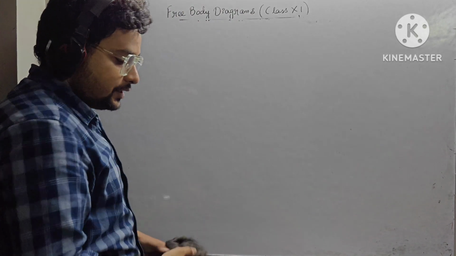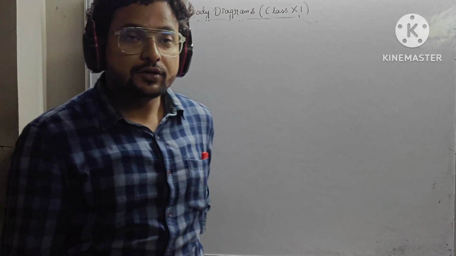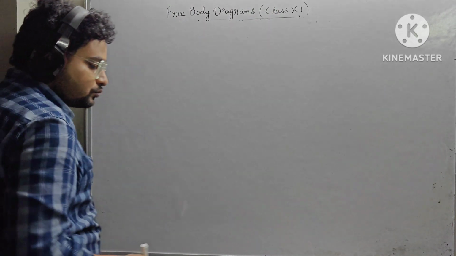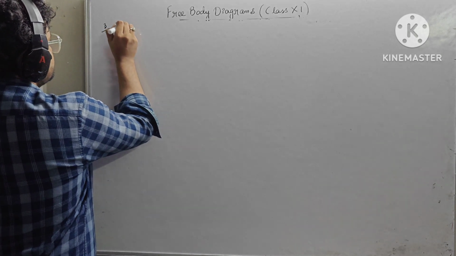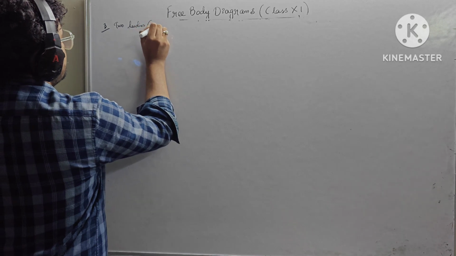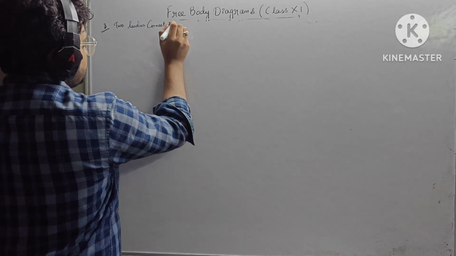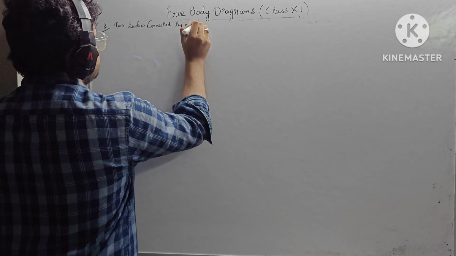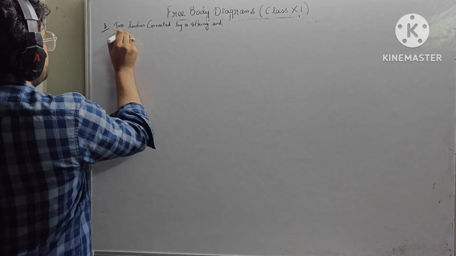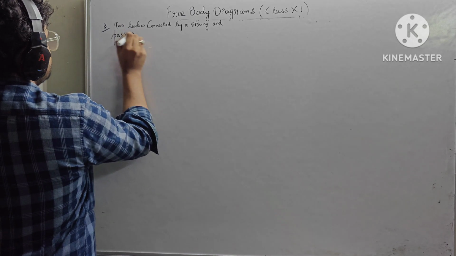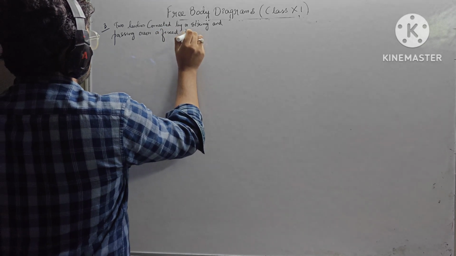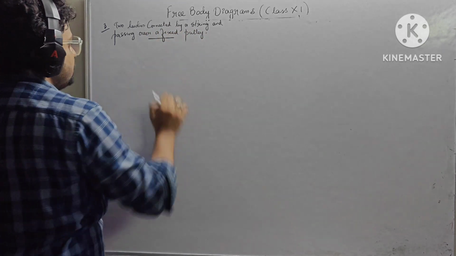Number 3. Now we are going to use pulleys. So number 3 is two bodies connected by a string and passing over a fixed pulley.